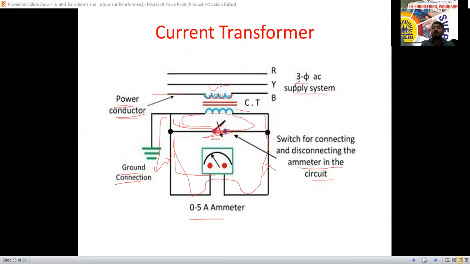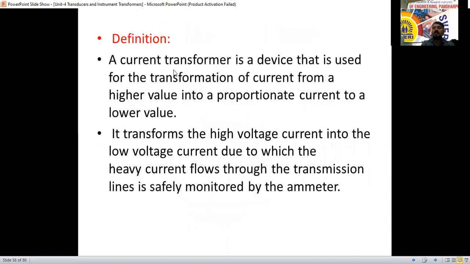So this is the working principle of the current transformer. A current transformer is a device that is used for the transformation of current from a higher value into a proportionate lower value. From 20 ampere to 5 ampere it is going to bring. So higher current to lower current. It transforms the high voltage current into the low voltage current, due to which the heavy current flowing through the transmission line is safely monitored by the meter. Whatever heavy current is there, we can safely monitor by using the current transformer.